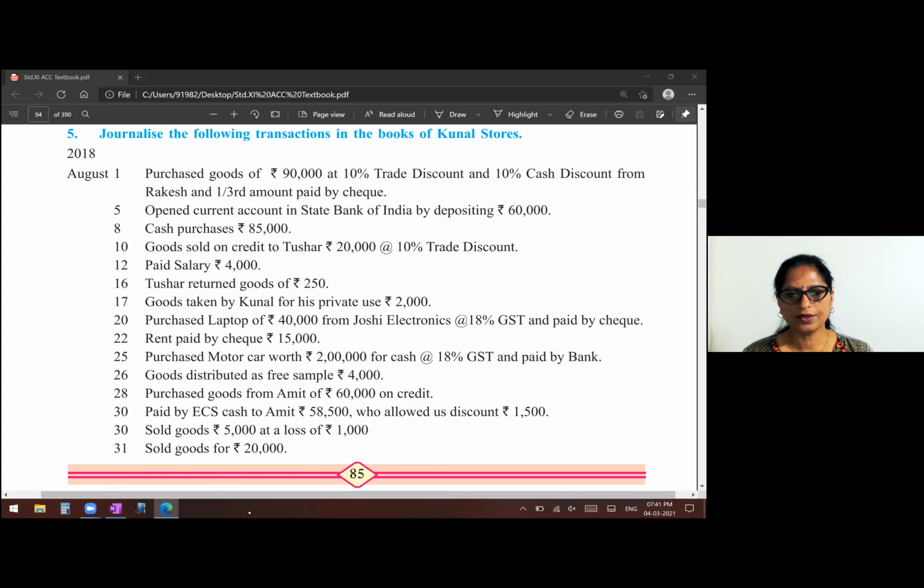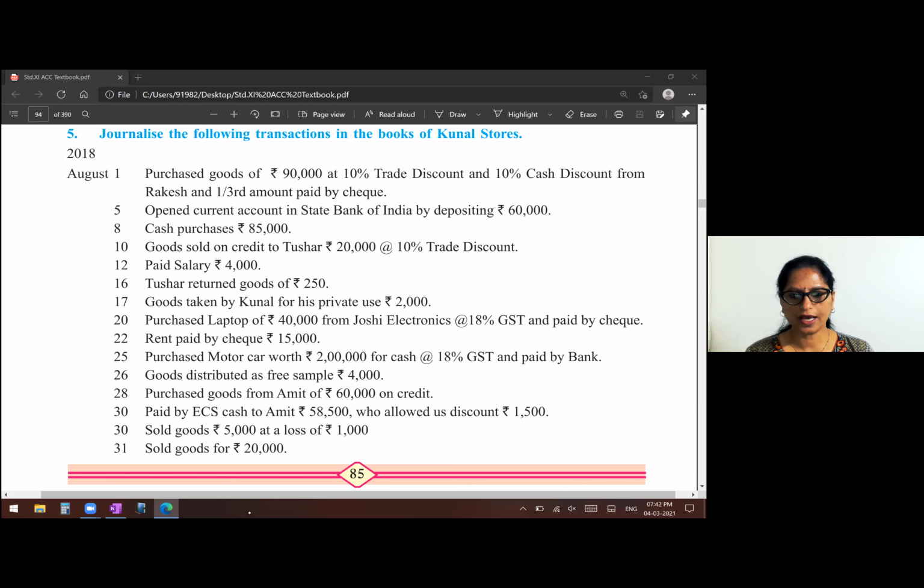16, Tushar returned goods of rupees 250. Now we had sold goods, now Tushar is returning. 17, goods taken by Kunal for his private use rupees 2,000. 20th, purchased laptop of rupees 40,000 from Joshi Electronics at 18% GST and paid by check. 22nd, rent paid by check rupees 15,000. 25th, purchased motor car worth rupees 2 lakhs for cash at 18% GST and paid by bank.